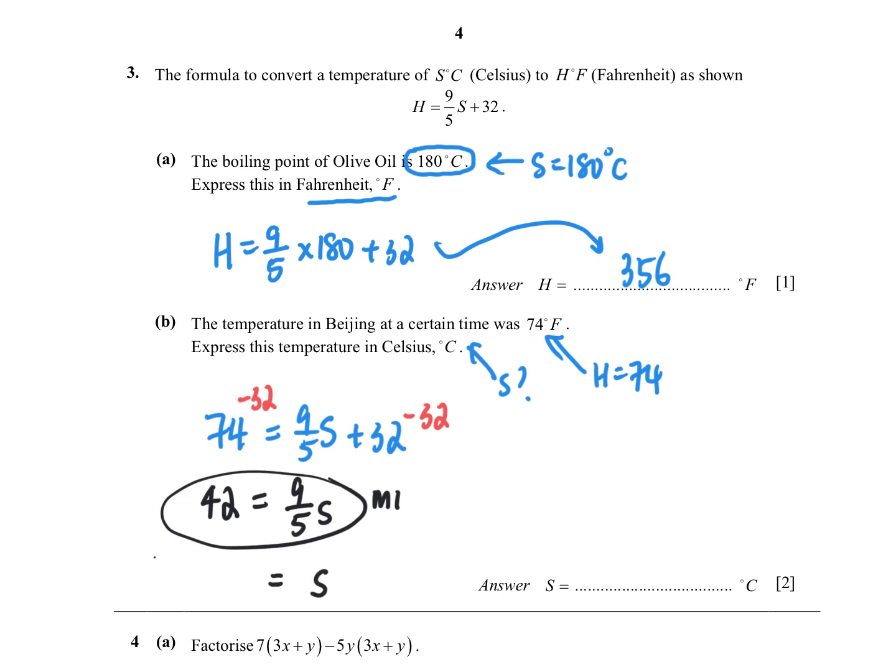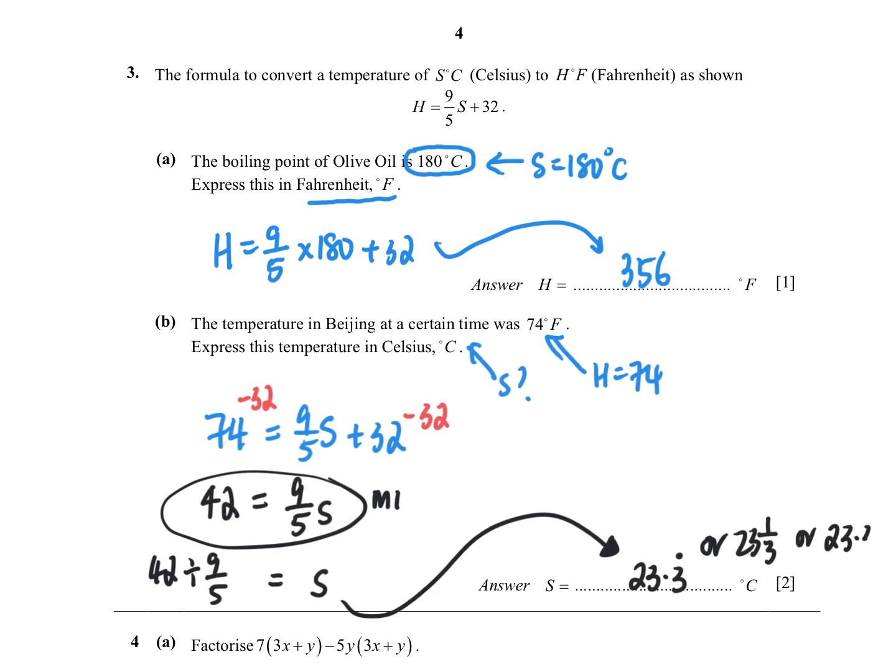The second mark is when you divide 42 by 9/5. So what do you get? It's not a nice answer, right? 23.3 with a dot. So some of you gave me 23 and 1/3. Some of you just round off to 3SF. I accepted all. Okay, but by right, these two are the most accurate answer. Okay, either or. This is we decided to allow this. But these two are the best because they are exact.